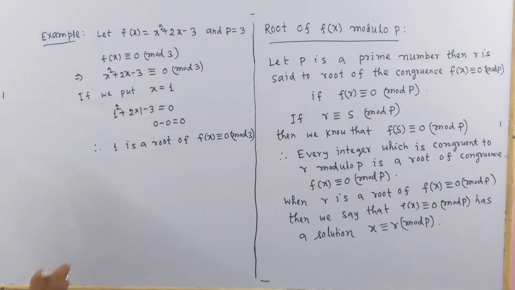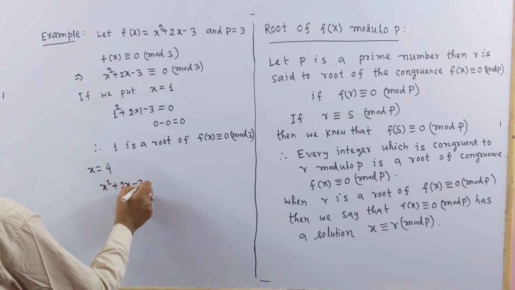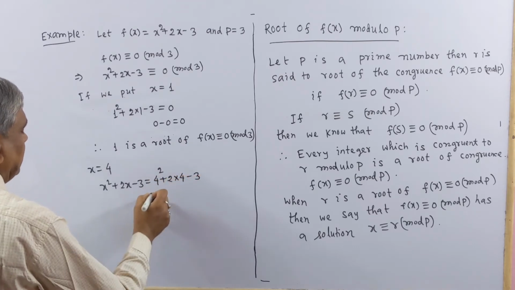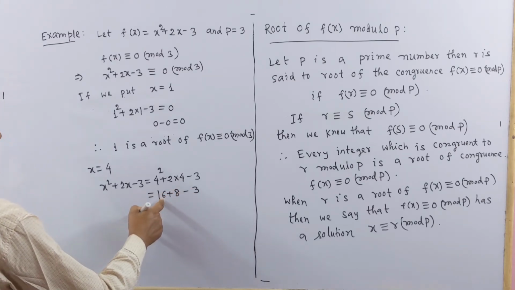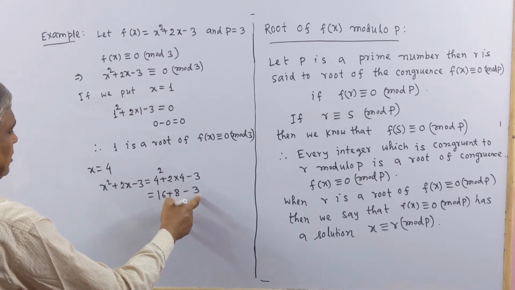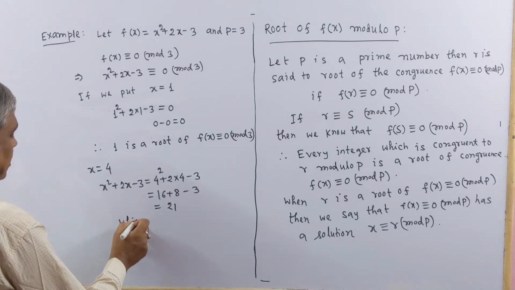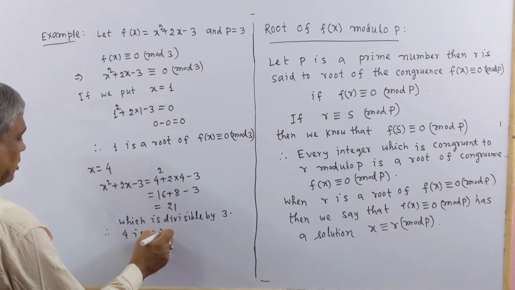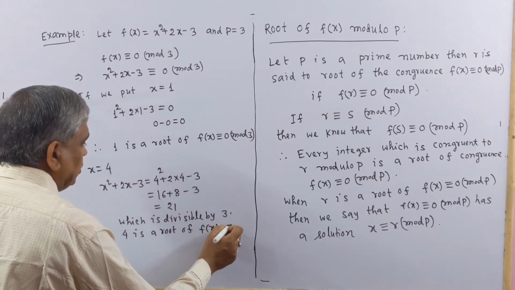Now we take x equal to 4. Therefore, x square plus 2x minus 3 equal to 4 square plus 2 into 4 minus 3, that is 16 plus 8 minus 3, 24 minus 3, 21, which is divisible by 3. Therefore, 4 is a root of f(x) is congruent to 0 modulo 3.